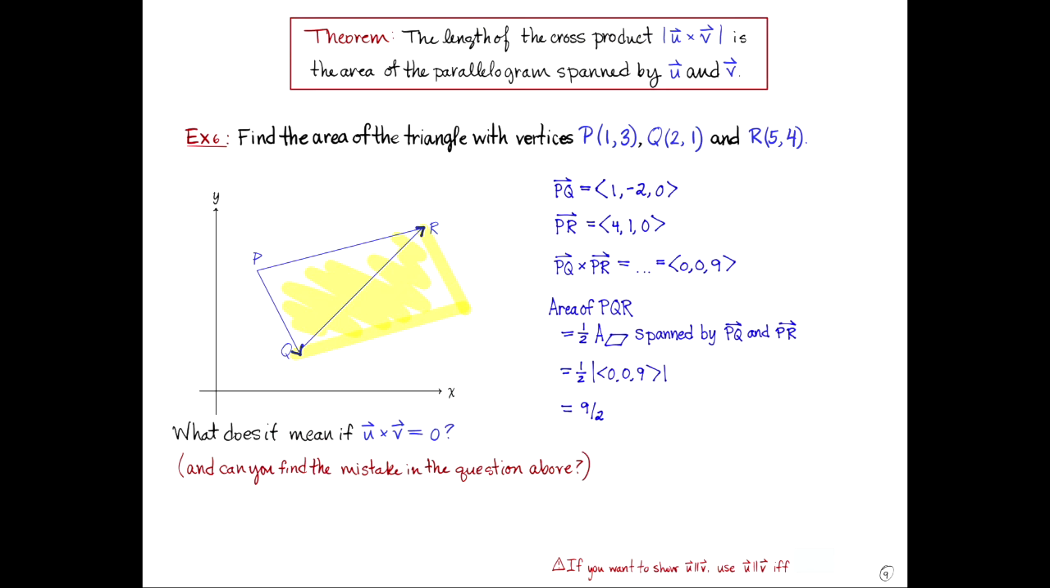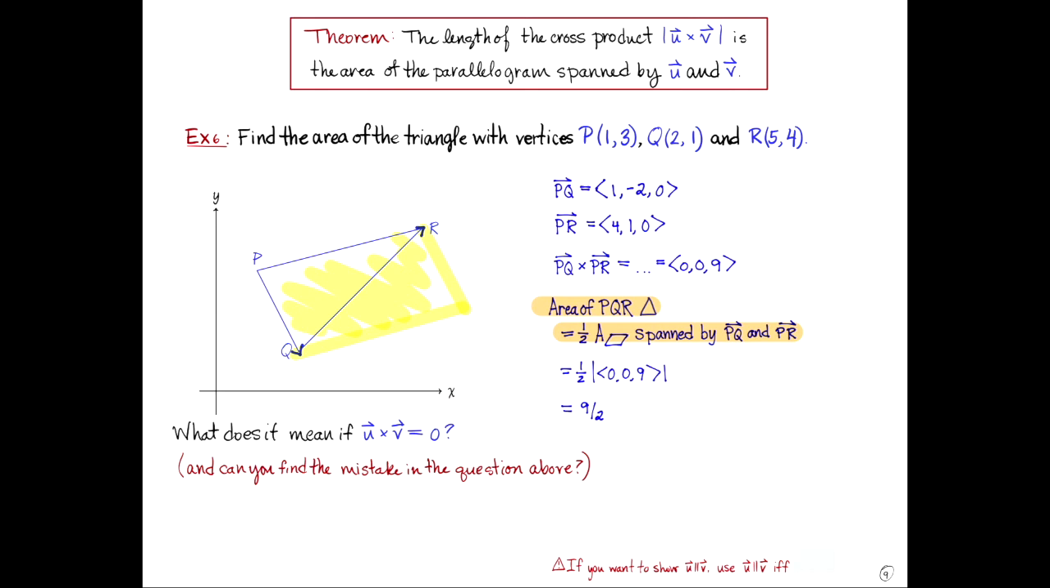I've gone ahead and worked this one out for you, but I wanted to show you that just like we can use the cross product to find the area of a parallelogram, we can also use it to find the area of a triangle. Since the area of the triangle formed by PQR is half the area of the parallelogram formed from the vectors PQ and PR.